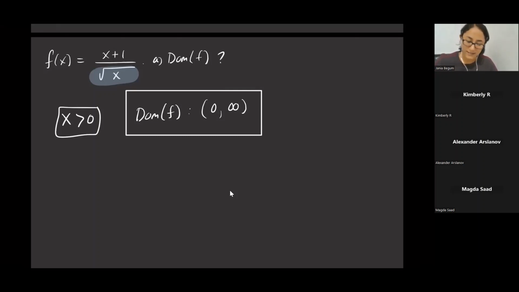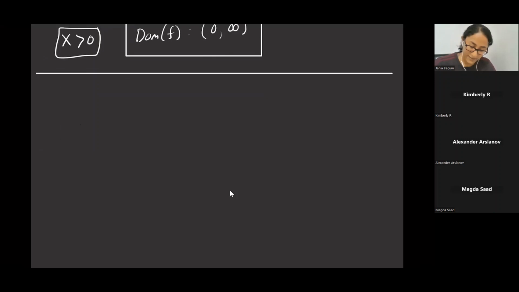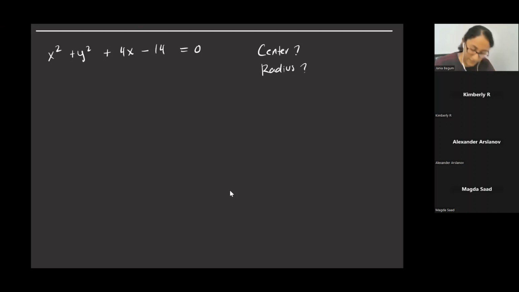But I do have a question about finding the center and radius of a circle. This one is x squared plus y squared plus 4x minus 14 equals 0, and we're looking for the center and radius. For this, you have to complete the square. So we rearrange the terms: x squared plus 4x, leave a space, then y squared. There's no linear term for y, so no need to complete the square for y. And negative 14, move it to the other side, so it's just 14.